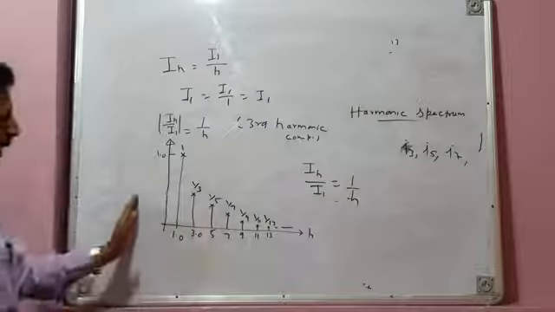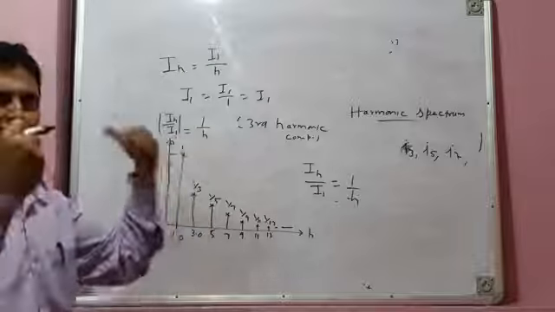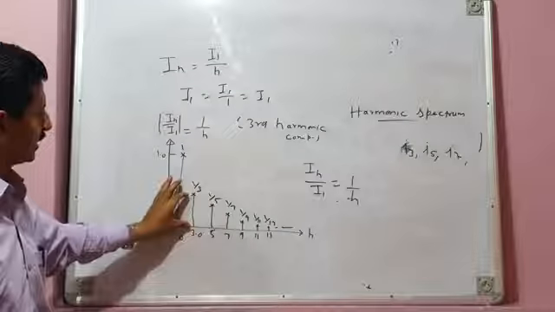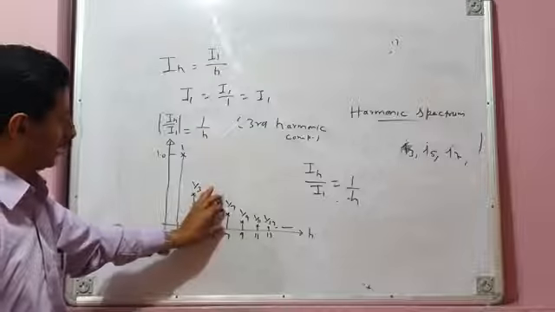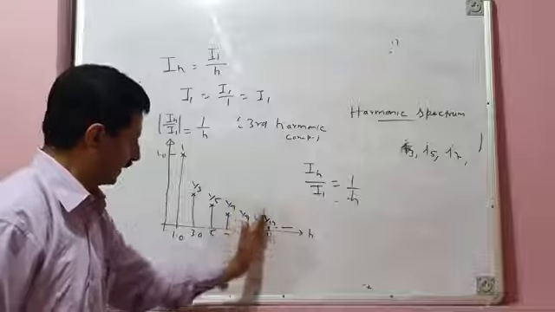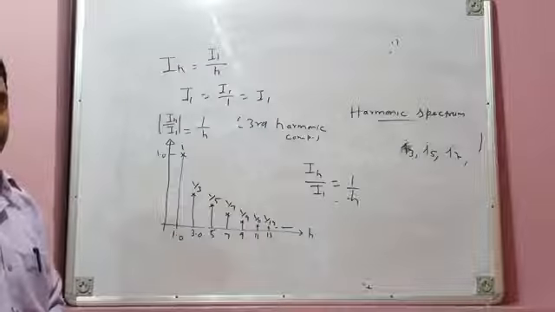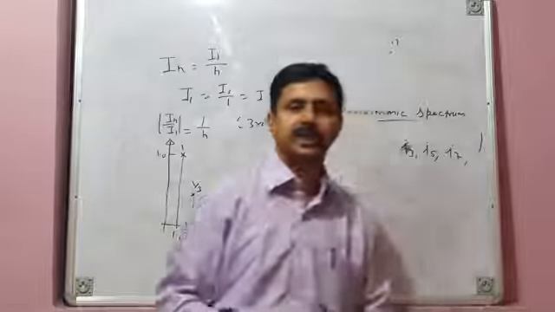So this shows the harmonic spectrum of source current. That means the fundamental component is the strongest component, and then the harmonics. Third harmonic has an amplitude of 1 by 3, fifth harmonic 1 by 5, seventh 1 by 7, and so on. As the order of harmonics increases, the amplitude decreases. This is called the harmonic spectrum of source current. So with this I will conclude my today's lecture.